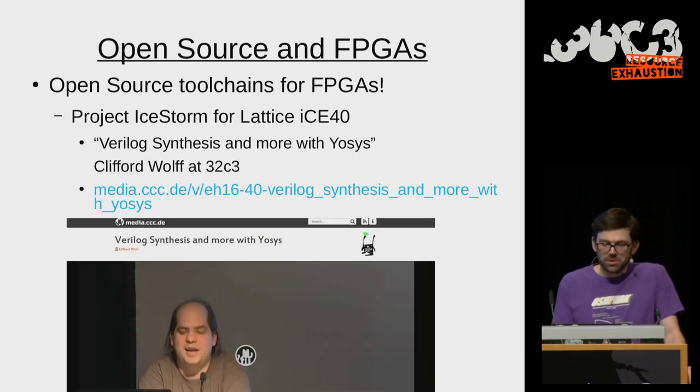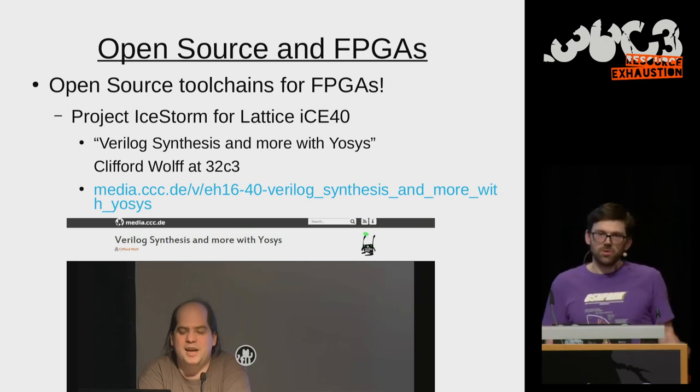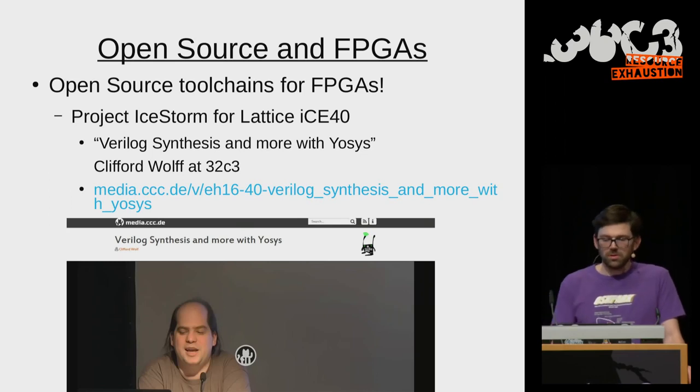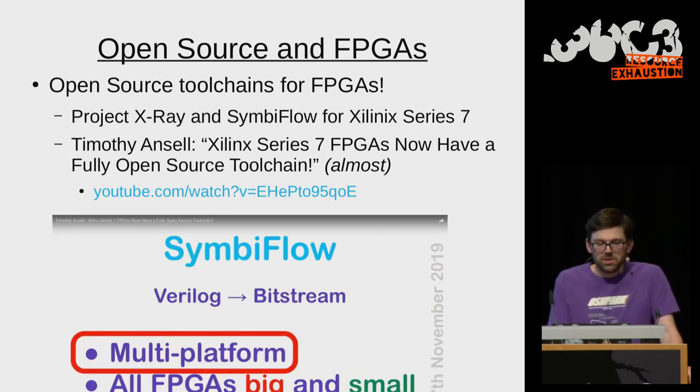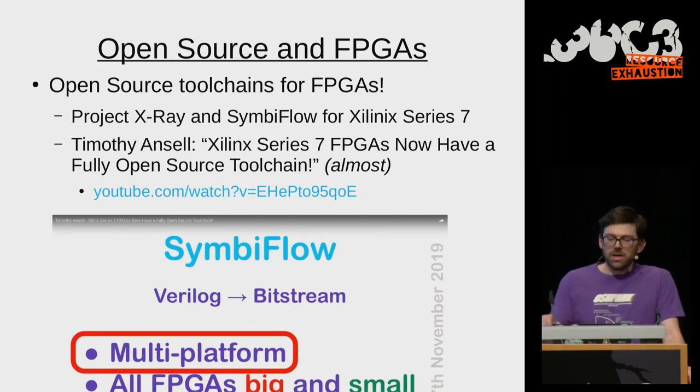One of the talks at Congress a few years ago was from Clifford Wolf. This all started off with one FPGA called the ICE40. Over time he wrote the different pieces of software that you need to take your design and put it onto an FPGA. That was for a part called the ICE40, so that was Project IceStorm. Then a few years later, David Shah primarily helped develop open source software that lets you put designs onto a more capable part called the ECP5. And most recently, there's Project X-Ray and another project called SymbiFlow that's been working on bringing open source tools to higher end FPGAs, these Xilinx Series 7 FPGAs that are going to add a lot more capabilities.